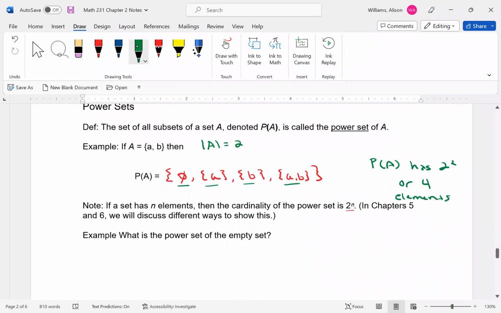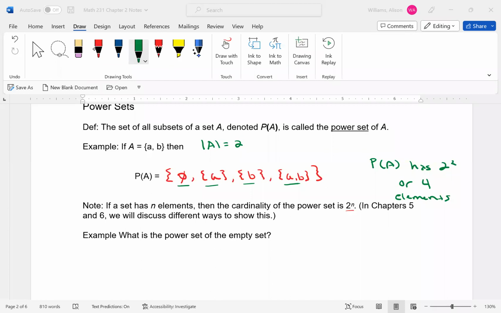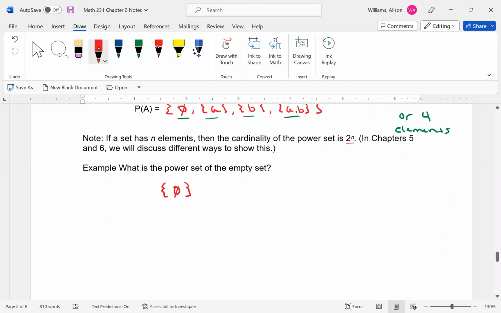Okay, what is the power set of the empty set? Well, as I said a moment ago, every set contains the empty set. So the power set of the empty set is the set of the empty set. I know. I told you the author really liked this example, so I was going to keep hammering it.